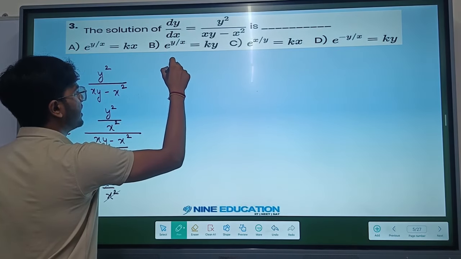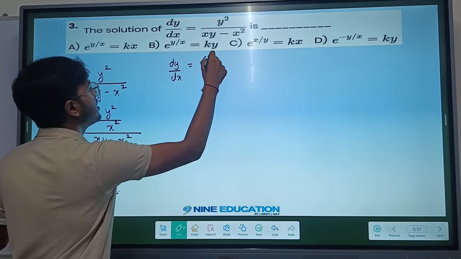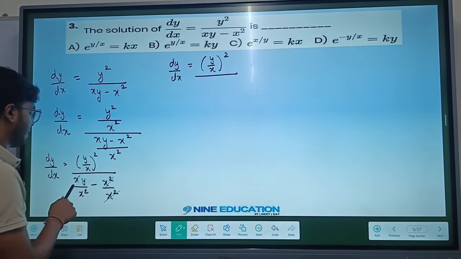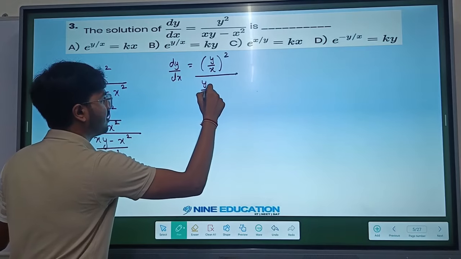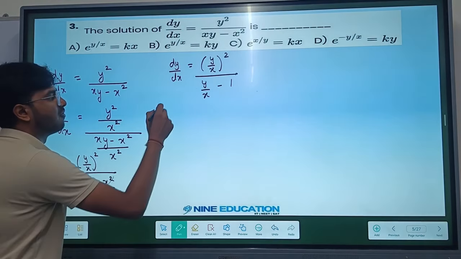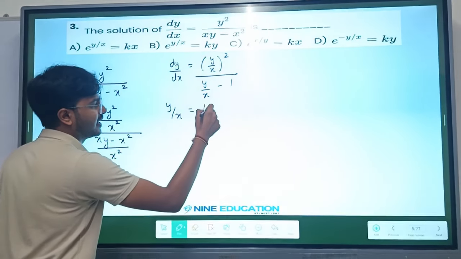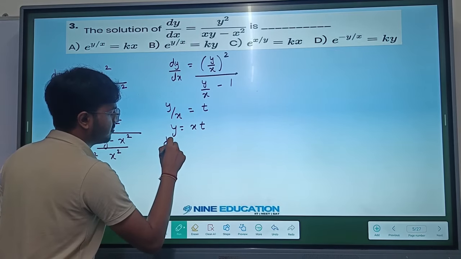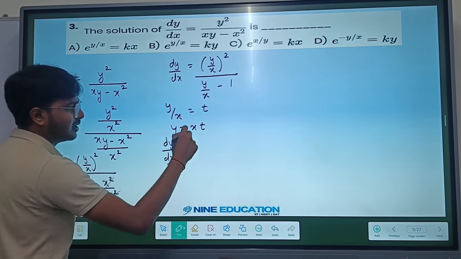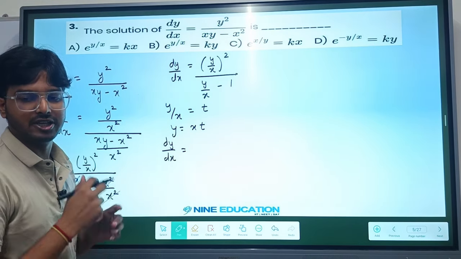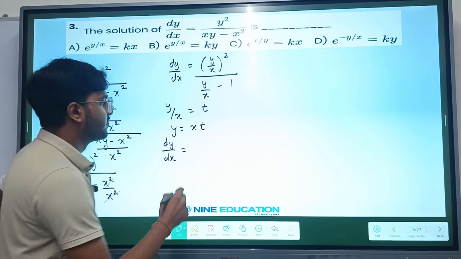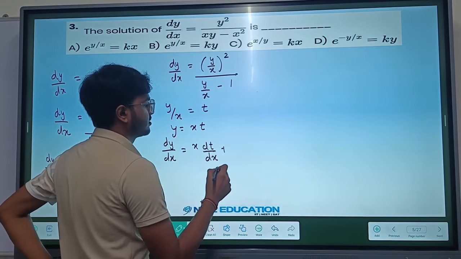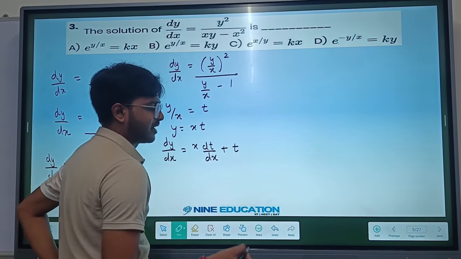So what is dy by dx? dy by dx is (y by x) whole square divided by x, and the square cancels. What do we get? y by x minus 1. Now what will we do? We'll take y by x as t. So y will be equal to xt. Differentiate both sides. dy by dx equal to, by the product rule u dv plus v du, x times dt by dx plus t times the differentiation of x, which is 1.